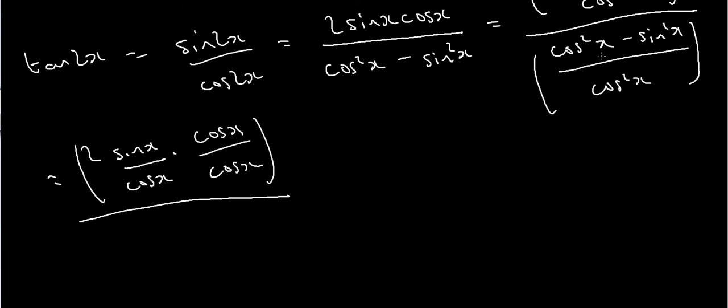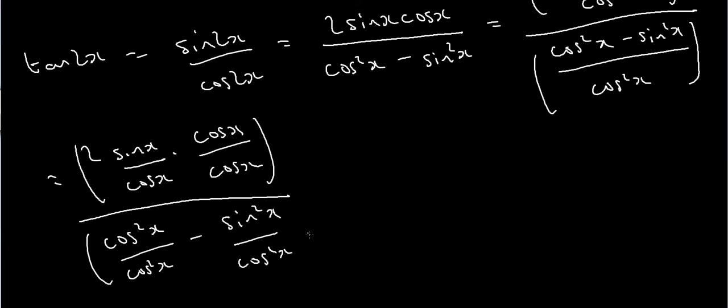And this thing on the bottom, well, I've got cos squared x minus sine squared x, so I can again split this up into fractions. So this is the same thing as the cosine squared of x over the cosine squared of x. Then I've got a minus sine squared of x, all divided by the cosine squared of x.